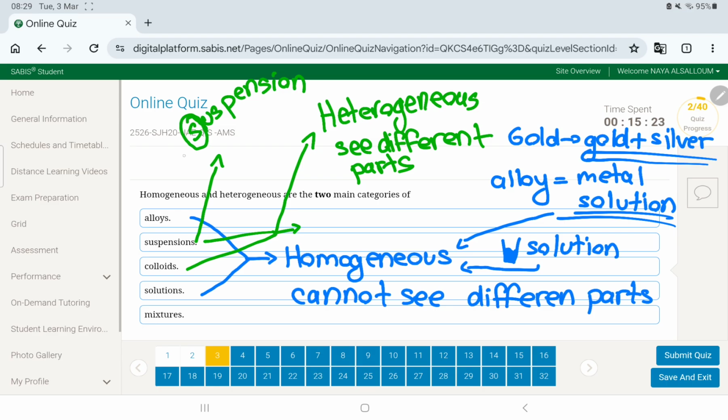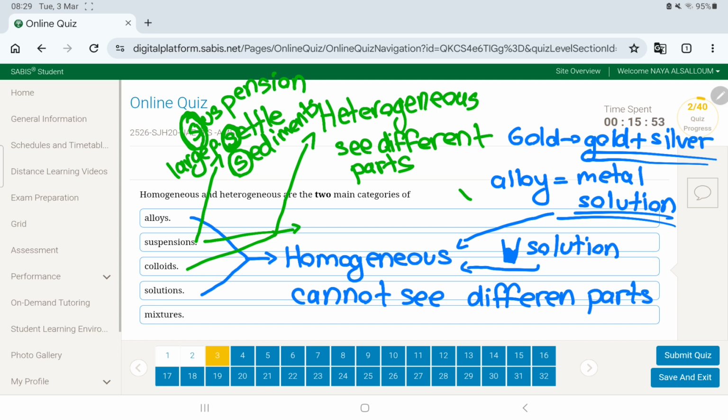It's when large particles settle to the bottom and they're called sediments. Okay? So what is suspension? A suspension is when large particles, I'm going to write large particles, settle and they're called sediments. Okay?